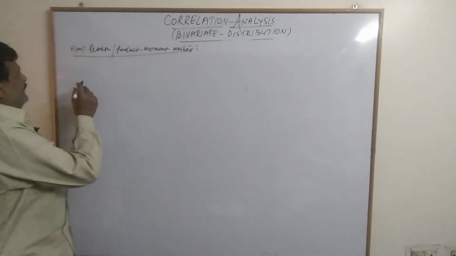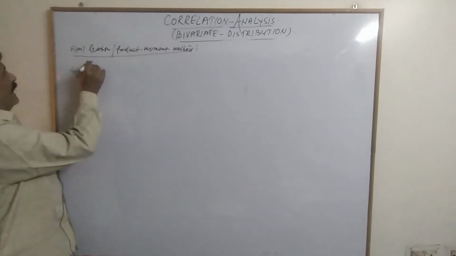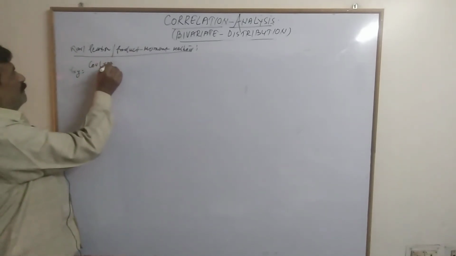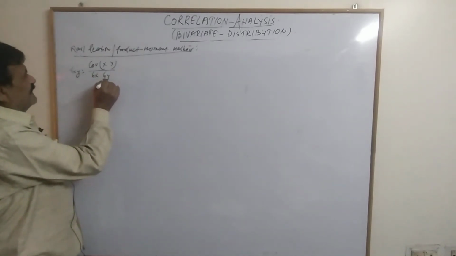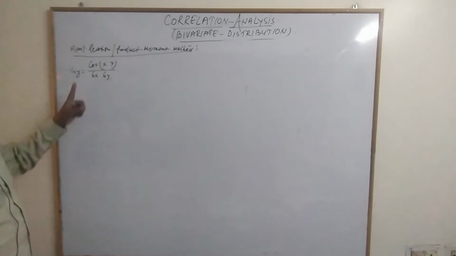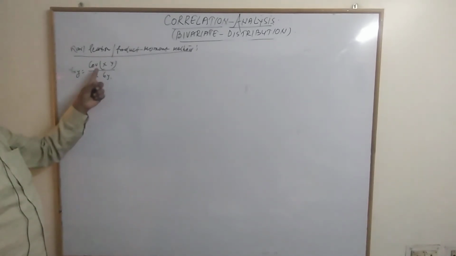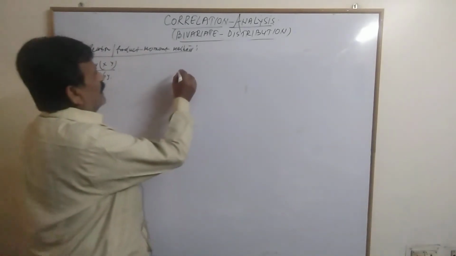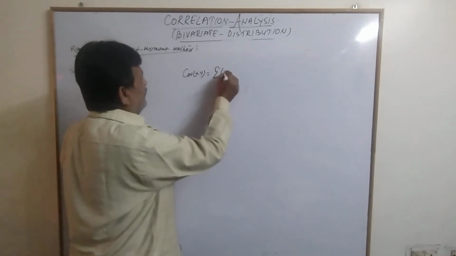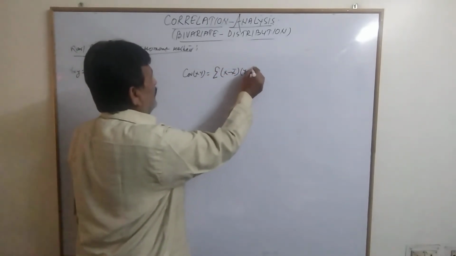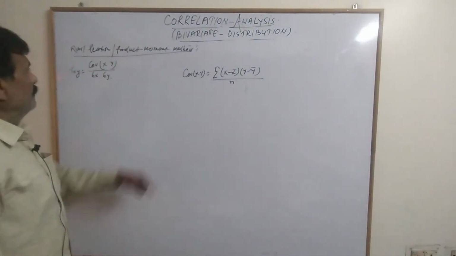This method says that correlation between two variables x and y is the ratio of covariance xy divided by standard deviation of x and standard deviation of y. Just a few minutes back we have seen the standard deviation. This is covariance xy. The covariance xy is defined as summation x minus x bar, y minus y bar, divided by n. This is the covariance between x and y.